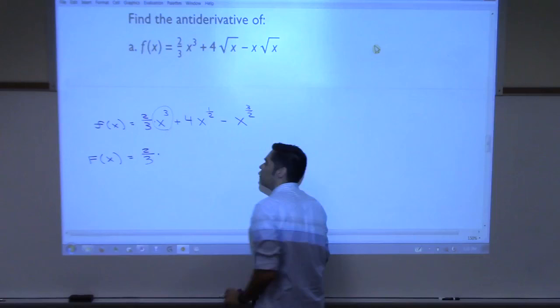All right, so I have an idea of what all those are going to turn into. Let me go ahead and just rewrite the problem. I'm going to rewrite little f. It's going to be 2/3 x to the third, nothing to really redo there, plus 4x to the 1/2, and then minus x to the, what did you say, 3/2, right?